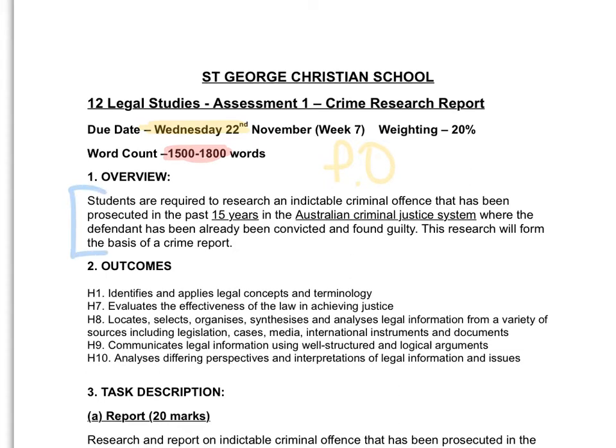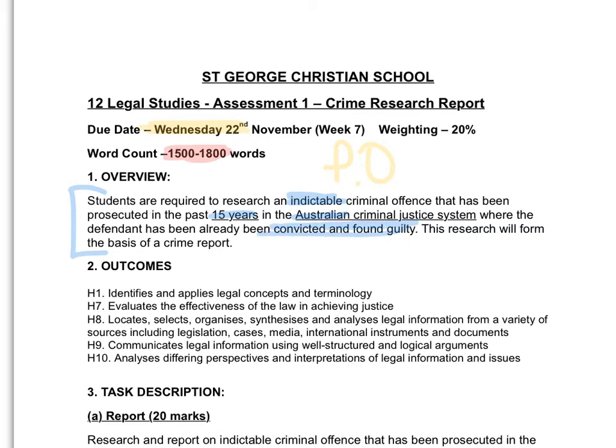You're required to research an indictable criminal offence. So note that, it can't be a summary offence. This has to be a serious offence which has been prosecuted in the past 15 years. It's got to be in Australia, guys. And the defendant had to be convicted and found guilty.